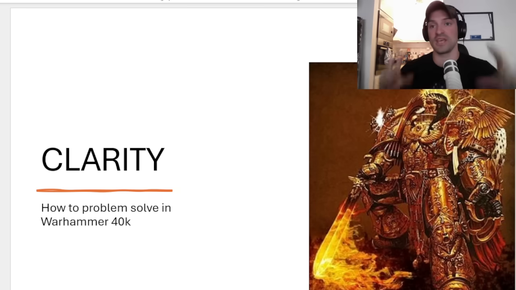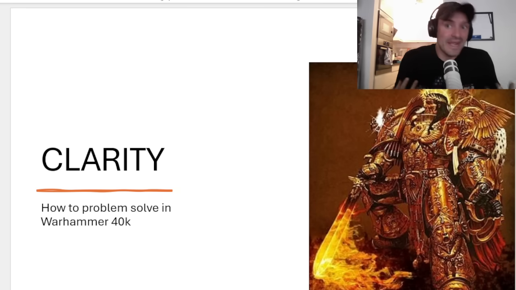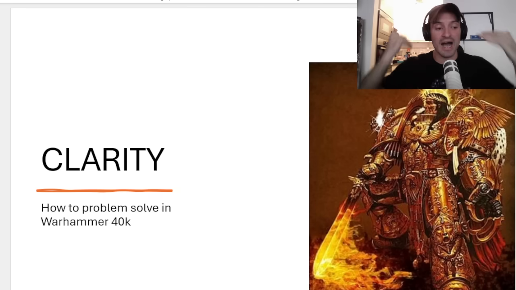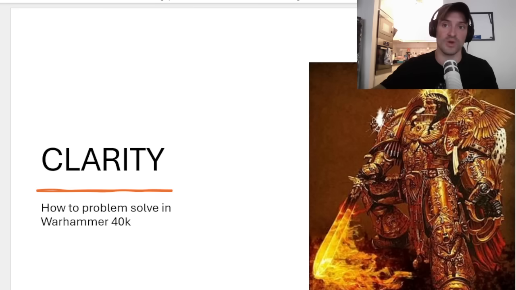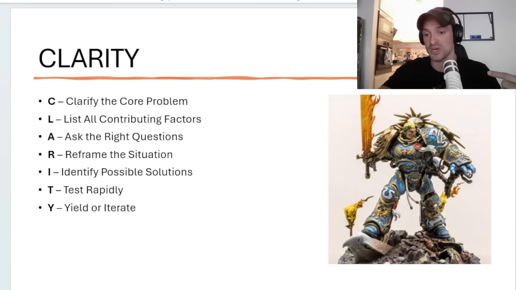But when I applied it to 40k, what I found is that, holy crap, this basically runs the same way that I actually approach solving problems in Warhammer 40,000. So I'm going to share this framework with you, and it's going to elevate your gameplay. So here we go. The Clarity Framework, and we're going to use Primarch pictures today because that's just what we're going to do.